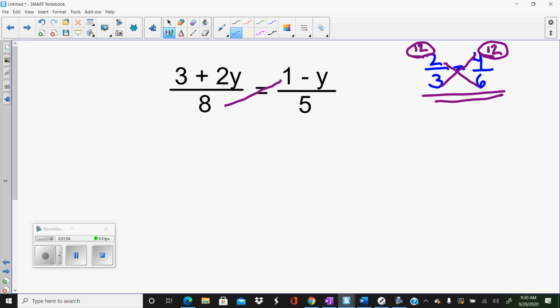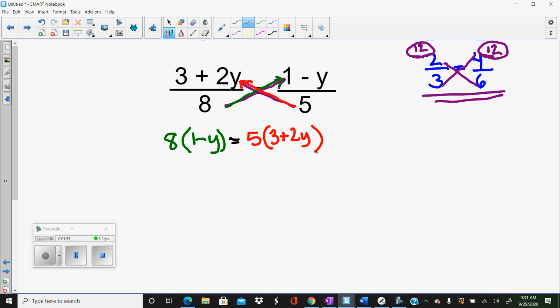If I take 8 times 1 minus y, that's going to give me the exact same quantity as if I took 5 times 3 plus 2y. So I can actually do this and write a very simple equation. All right, so let's first start with 8 times 1 minus y. 8 times the quantity 1 minus y. Don't forget parentheses. Equals, and let's work on this side, 5 times 3 plus 2y.